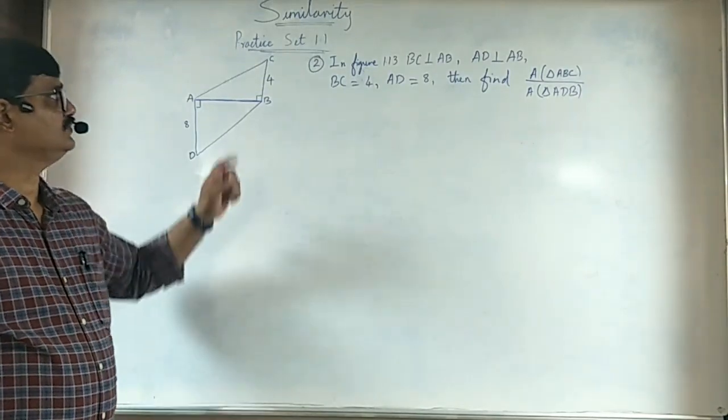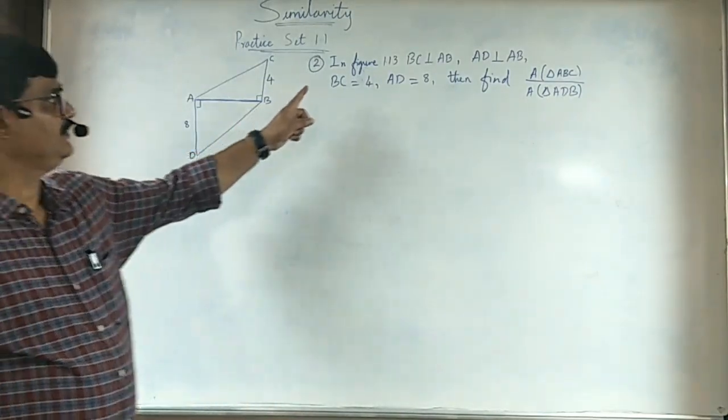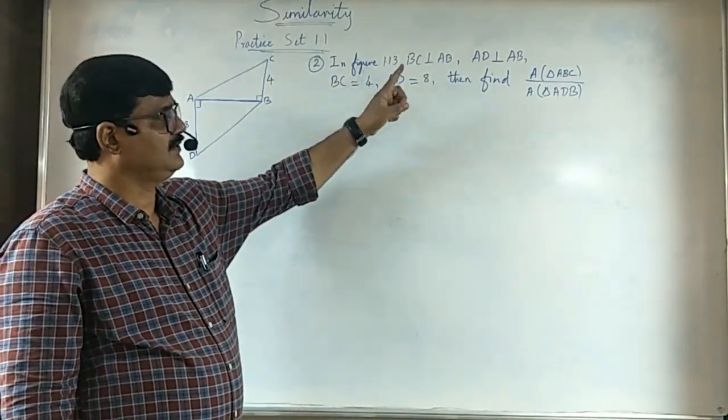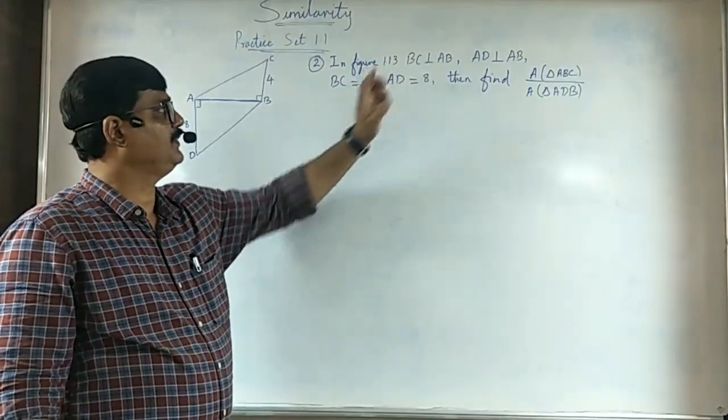Okay students, now let's go to the second sum. In the second sum, you can see figure number 1.13, which is there in your textbook. BC is perpendicular to AB.